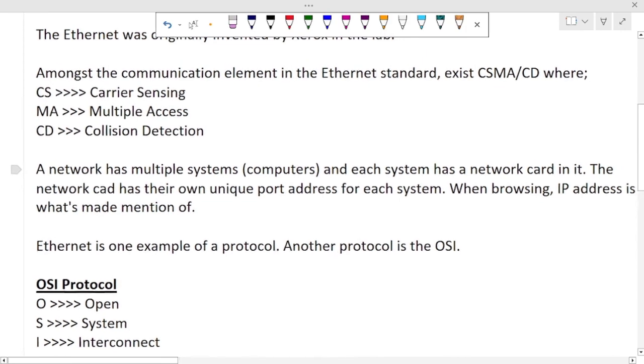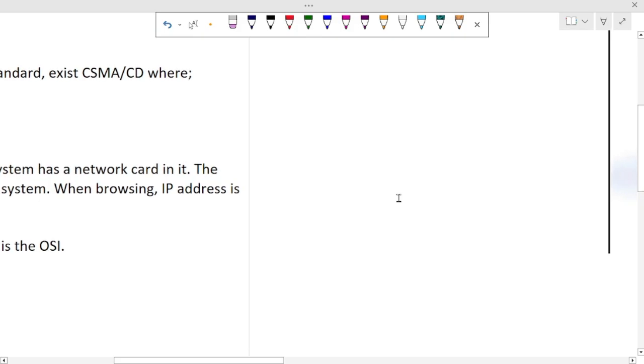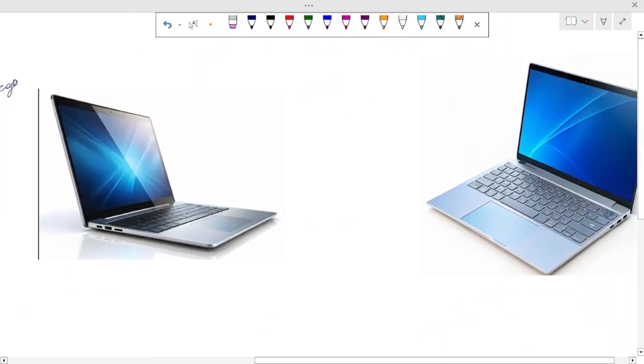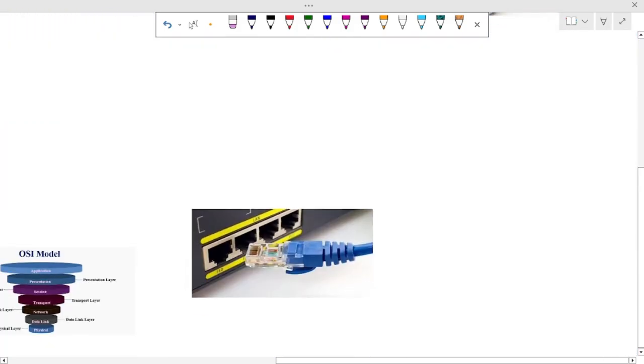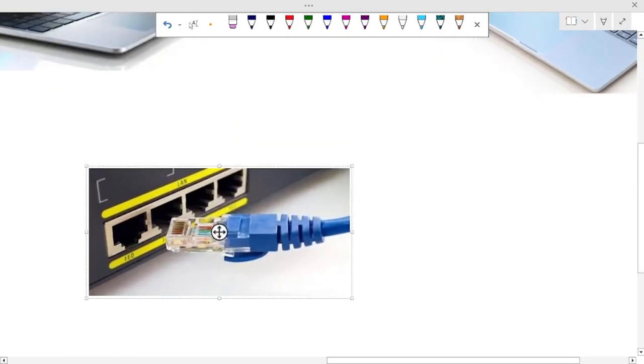Now, the other thing the lecturer said was that a network has multiple systems, computers, and each system has a network card in it. The network card has its own unique port address for each system. What does this mean? First, I think I should show you the Ethernet cable. I have it somewhere. Yeah, right here. Look at the Ethernet cable, and where you plug the Ethernet cable into the system.